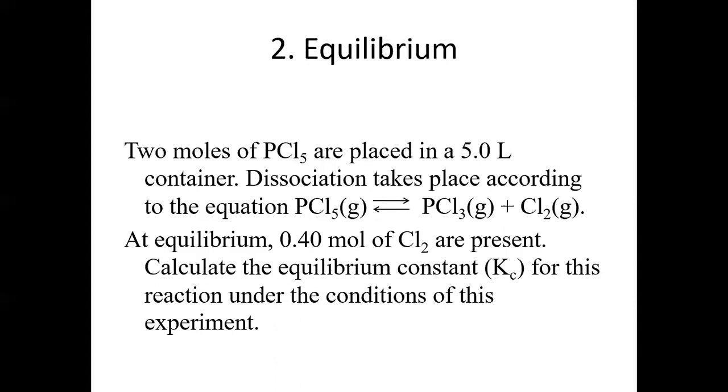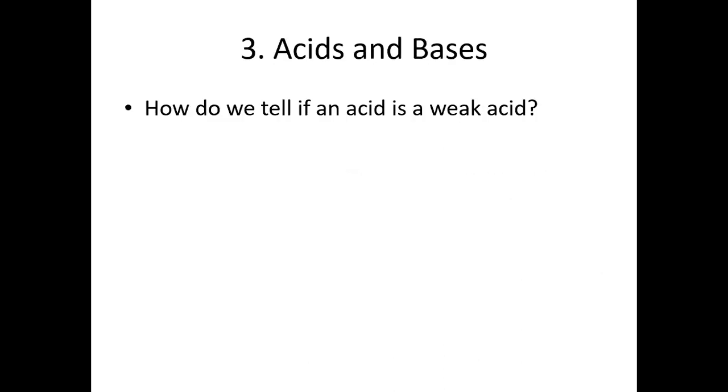Here's another question. This is more a quantitative one. I have an equilibrium system. I put in 2 moles of PCl5, and then at equilibrium, I found 0.4 moles of chlorine. What is the equilibrium constant? You have to set up an ICE table, and based on the amount of chlorine available, calculate the concentrations of the remaining species, and therefore calculate Kc. So that's what the question is about.